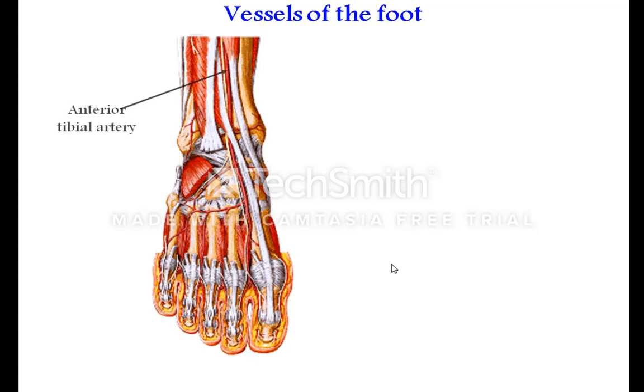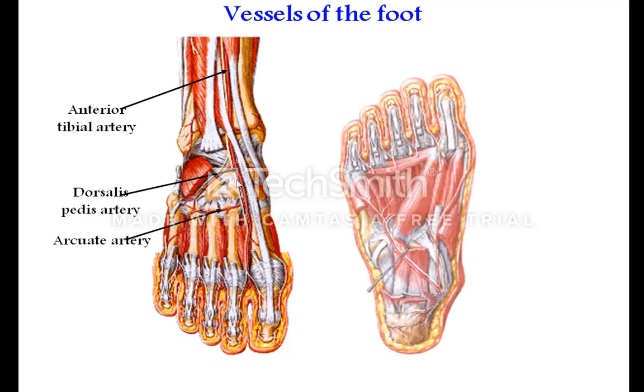The vessels of the foot. As we mentioned, the anterior tibial artery will continue as the dorsalis pedis. Here you can see the pulsation between the extensor hallucis longus and extensor digitorum, easily palpated here. The arcuate arteries and other branches come from the dorsalis pedis.